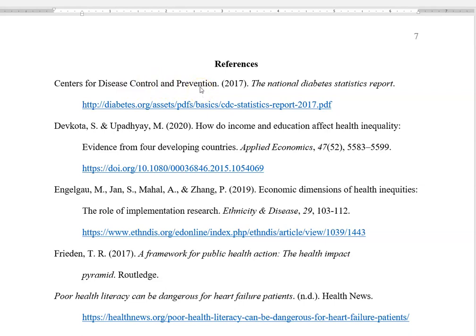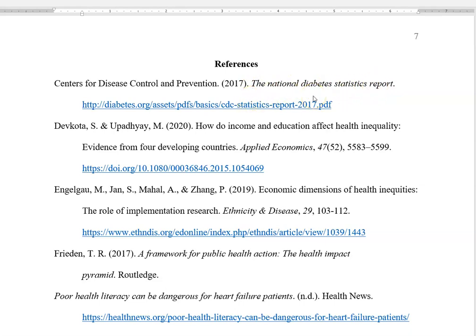Is an organizational author, and that's okay. So this is where you put in the author section, and then this is the year that it came out, the year they published it. The next thing is going to be the title of the web page, which is the National Diabetes Statistics Report. If you notice, it is italicized.